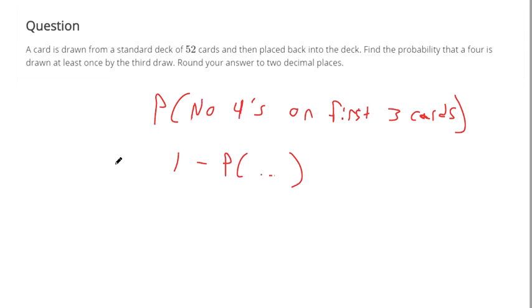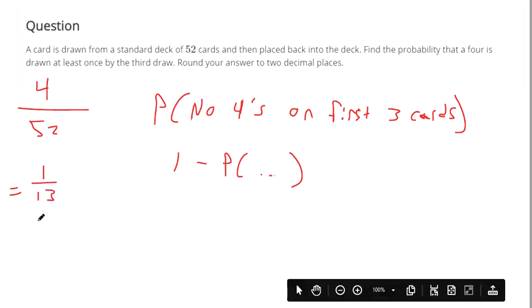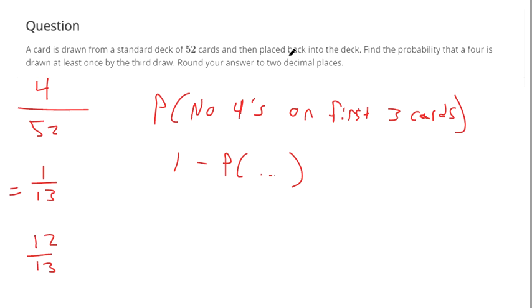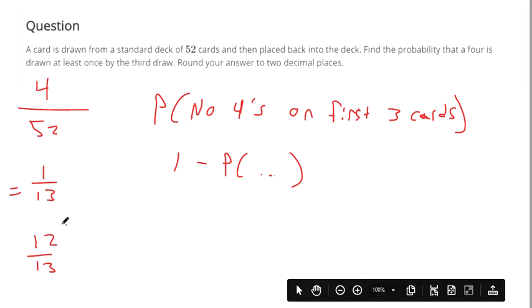So for the probability of getting a 4, there are 4 4s out of 52 cards, right? So that's a 1 in 13 chance of getting a 4. That means we have a 12 out of 13 chance that we don't get a 4. And the cards are placed back in the deck, so if you draw a card, it gets replaced. If you draw a 4, you put it back in, you still have a 1/13 chance of drawing a 4. So the probability that we don't get a 4 is 12 out of 13.